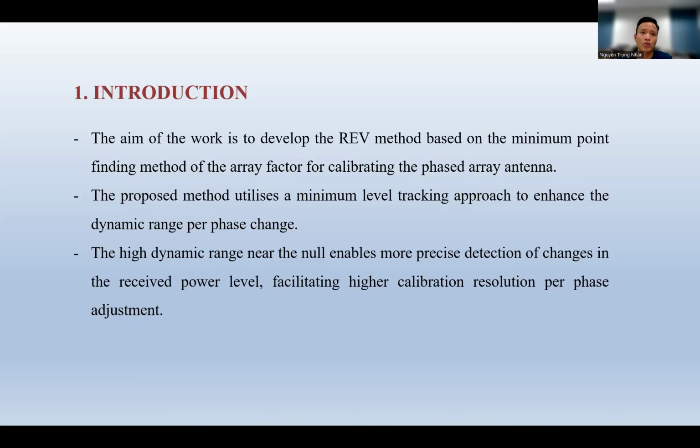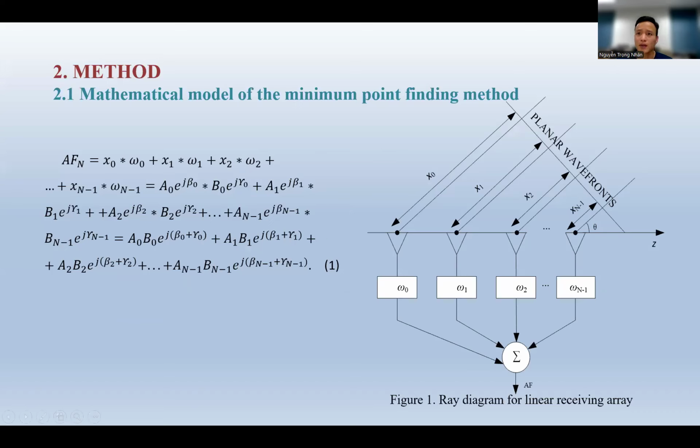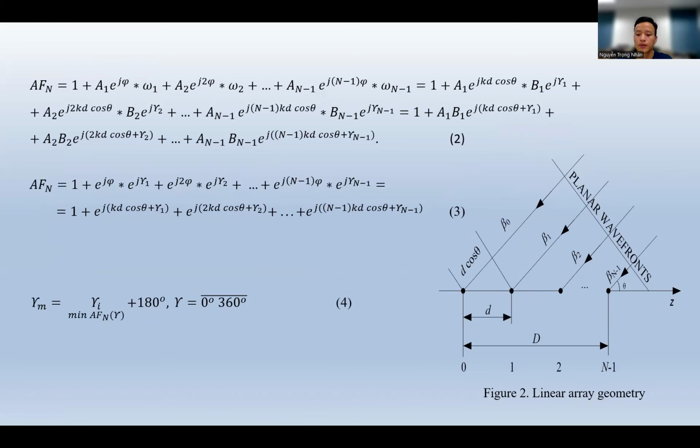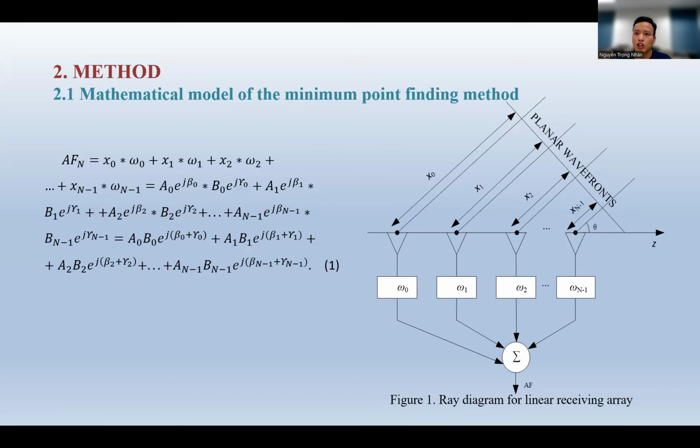Next, I'd like to talk about the proposed method. The concept of the proposed method is based on the array factor equations. Figure 1 shows a diagram to describe the array factor of the phased array antenna. We can write the array factor as formula number 1, where the first term is the complex incident wave equation at the nth element. Omega is the complex representation for amplitude shift and phase shift.